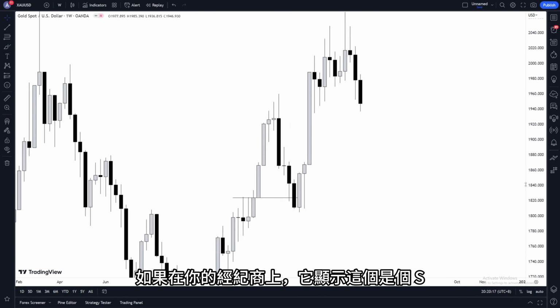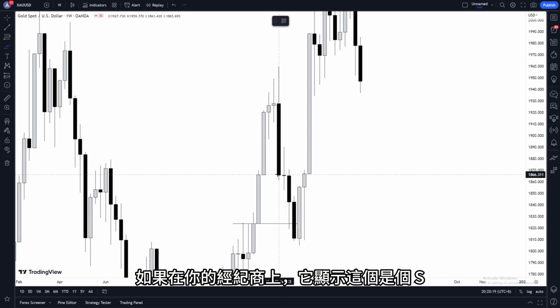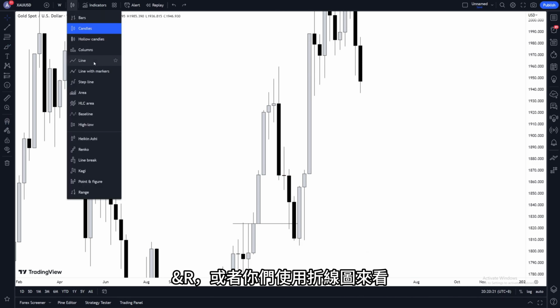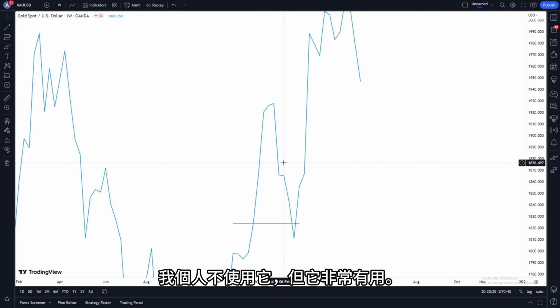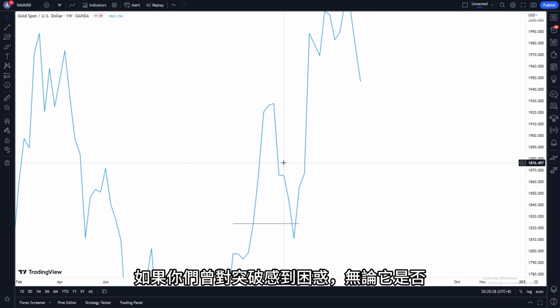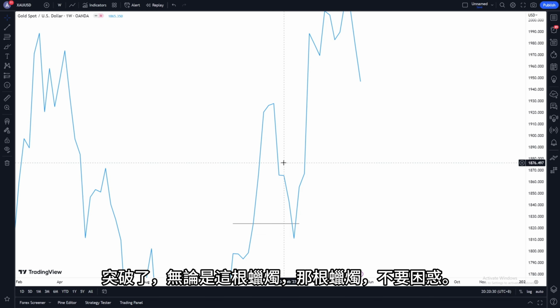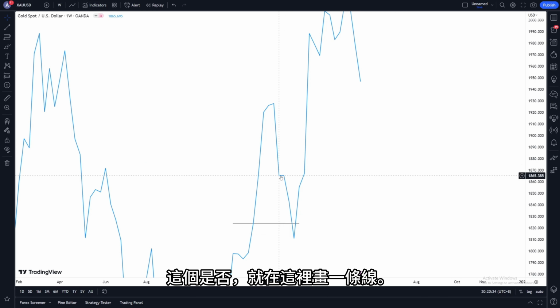Very simple. If on your broker it showed this as an SNR, or you guys use the line chart to look at breaks, which is very useful, by the way. I don't use it personally, but it's very useful. If you guys are ever confused about breaks, whether it broke, whether this candle, that candle, don't be confused. Pick up the line chart and take a look, and just draw a line.